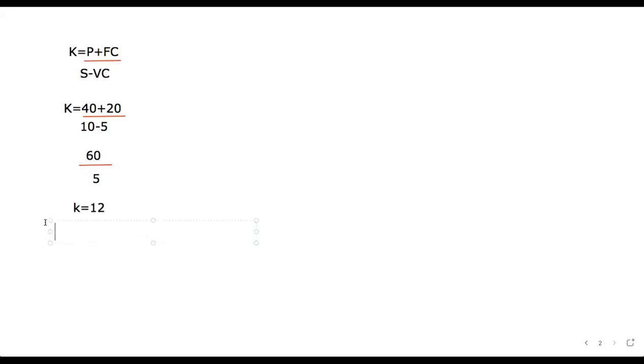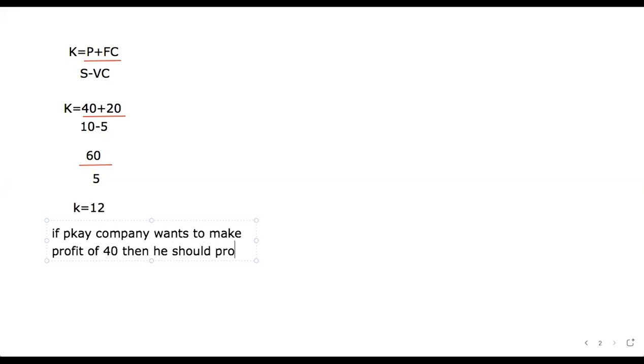So if PK wants to make a profit of 40, then he should produce 12 quantities of Big Nyash.